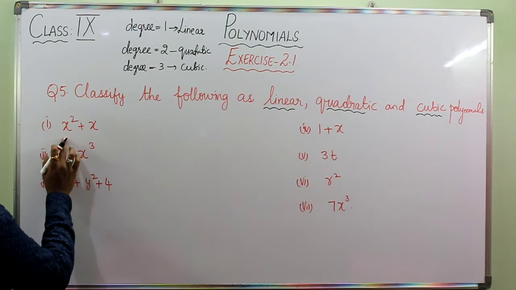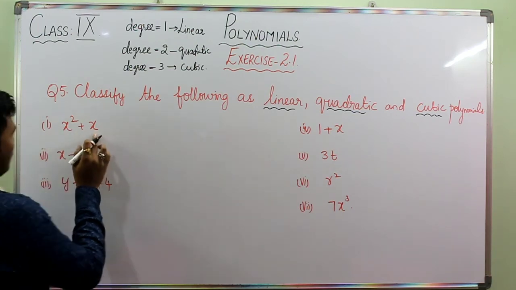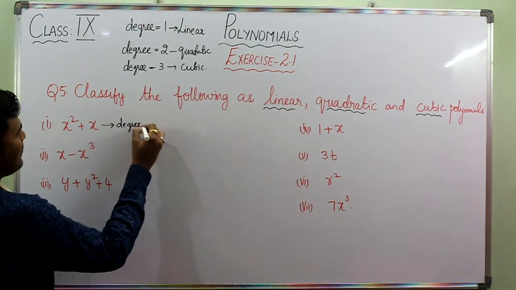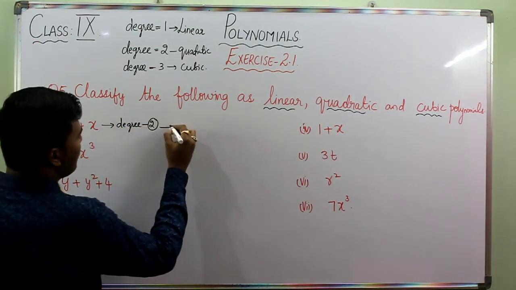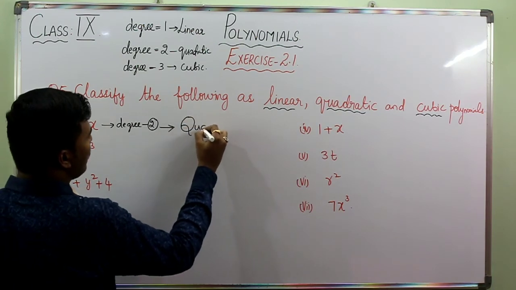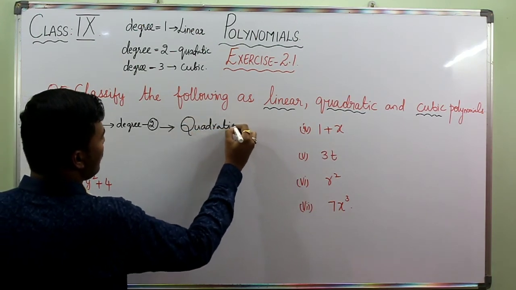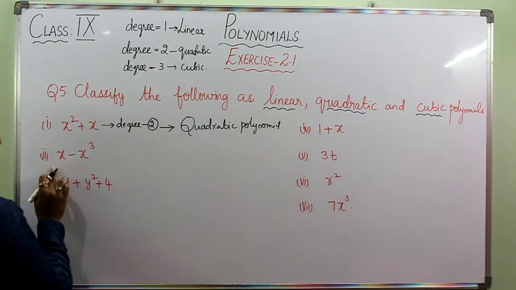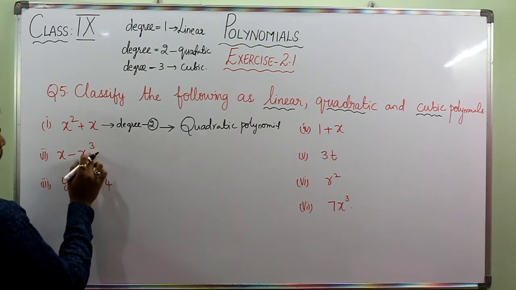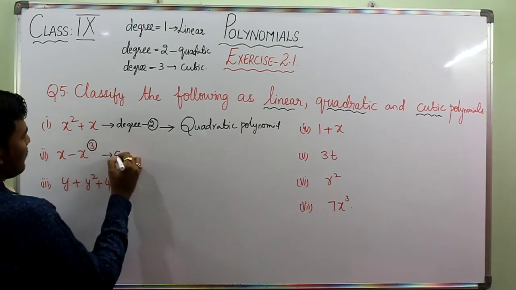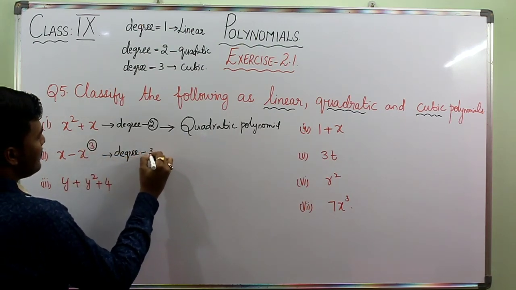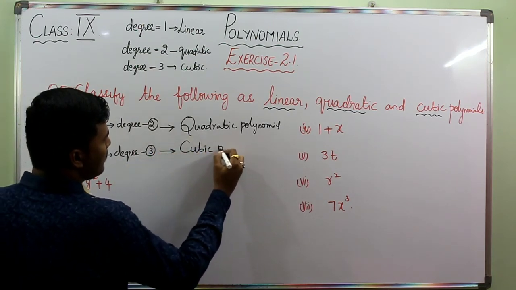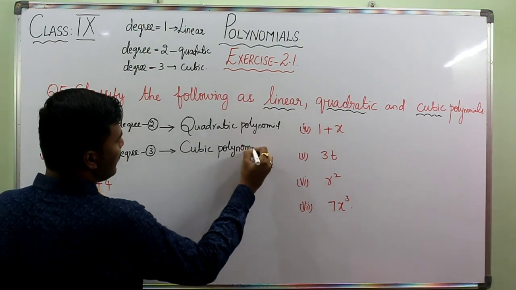The first one is x square plus x. What is the highest power here? That is the degree. Degree is 2. If the degree is 2, what type of polynomial is it called? Quadratic polynomial. In the second one, x minus x cube, what is the highest power here? 3. So degree is 3. If the degree is 3, it is called a cubic polynomial.